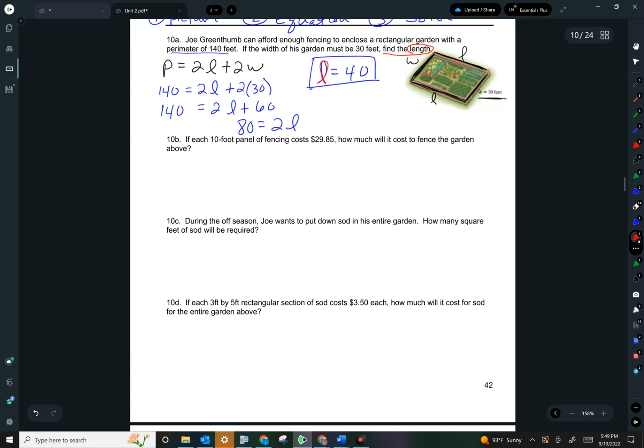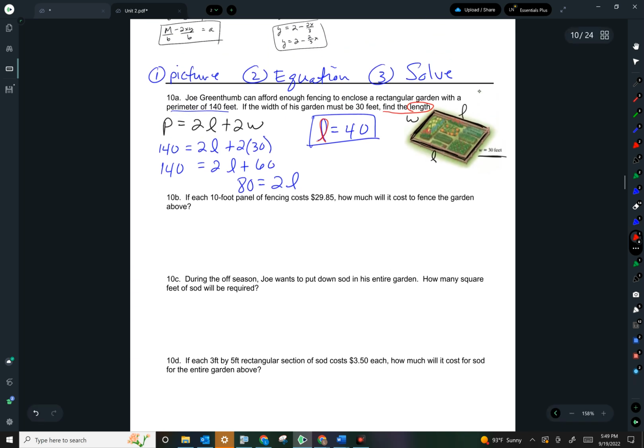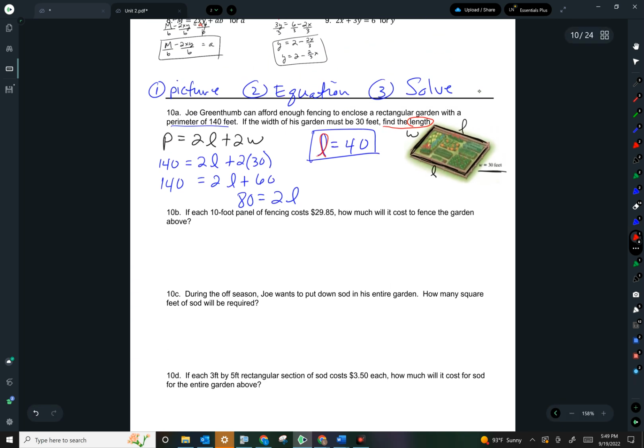Okay, look at 10b. If each 10-foot panel of fencing costs $29.85, how much will it cost to fence the garden? So the idea is when I put up my fence, I'm going to have this one 10-foot panel, then I have another 10-foot panel, then I have another 10-foot panel. So it says, how much will it cost? I'm sorry, each 10-foot panel is $29.85. How much will it cost to fence the entire garden?